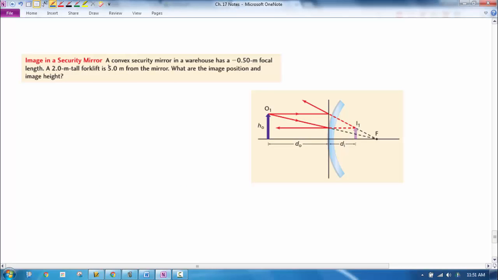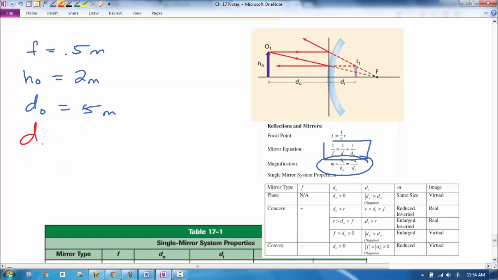Let's say we have a convex security mirror in a warehouse. Let's say it's got a 0.5 meter focal length, so F equals 0.5 meters. Let's say a 2 meter tall, so the height of the object is 2 meters tall, and the distance of the object, this forklift, is 5 meters from the mirror. We're looking for the distance of the image, and we're looking for the height of the image. Okay, distance of the image is this. We can use this relationship right here.